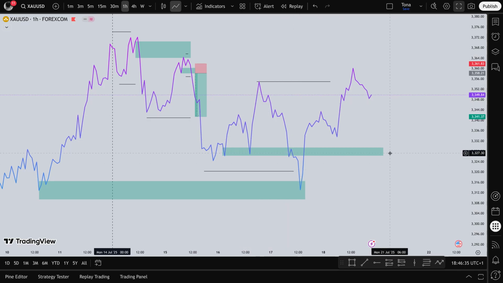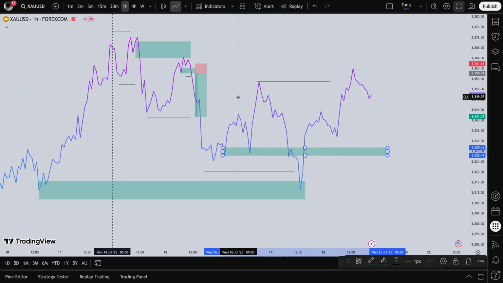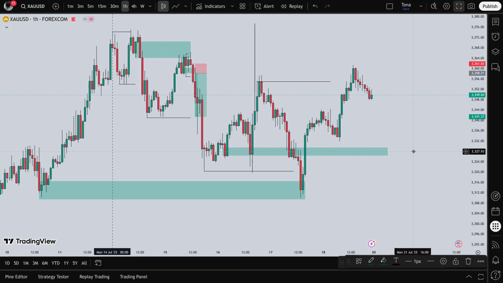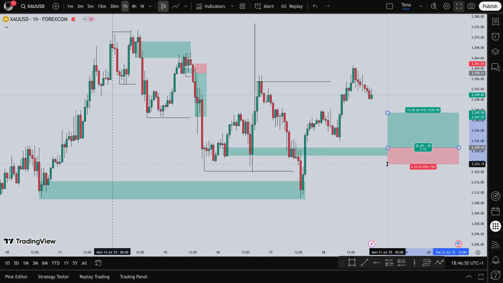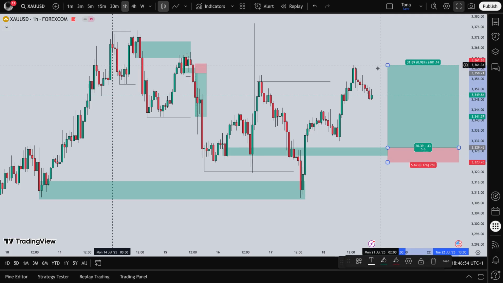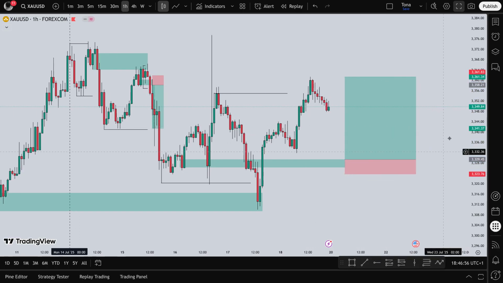I'm anticipating price to come back to this zone, and I'll put it back to the candlestick chart. Anticipating price to get back to this zone. Entry should be here. An entry can be made here. You can actually set a limit order here and target this high. That is a beautiful 5-hour trade.